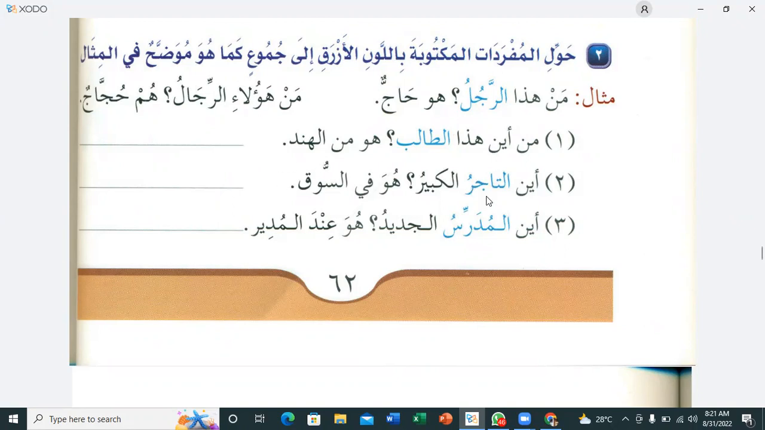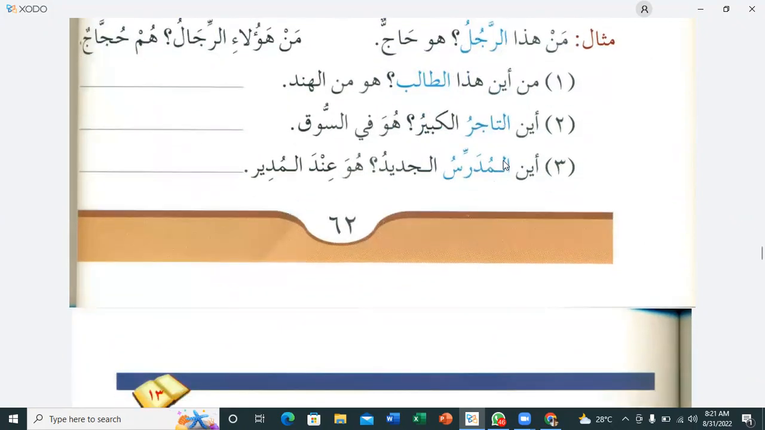And in the second sentence: aina tajirul kabir, huwa fi souq. That means where is the big merchant? He is in the market. So what is the plural sentence of this sentence? The plural of tajir is tujar? Yes.